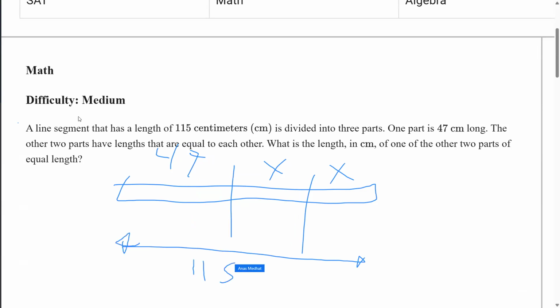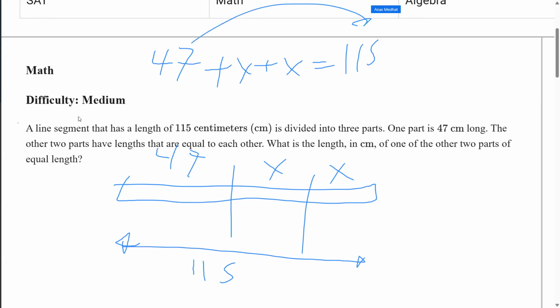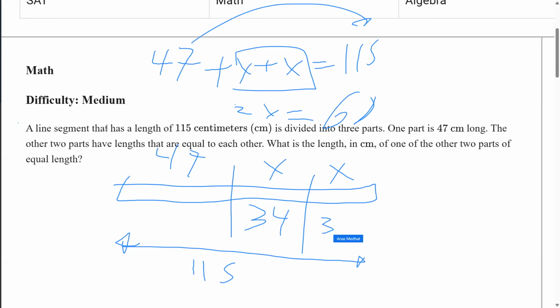115. So 47 plus x plus x is equal to 115. Let's shift this 47 to the other side and add these two x's: 2x equals 115 minus 47, 68. 68 over 2 is 34. So the answer should be 34. This is 34 and this is 34.